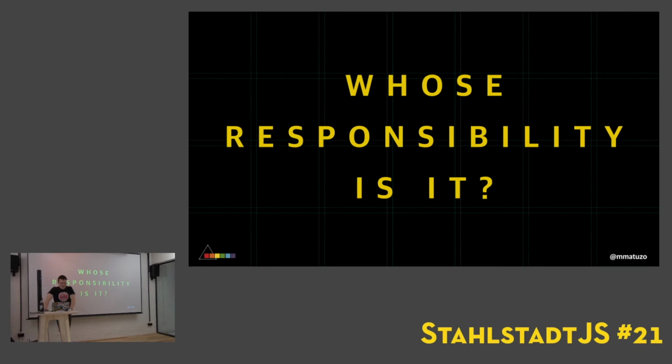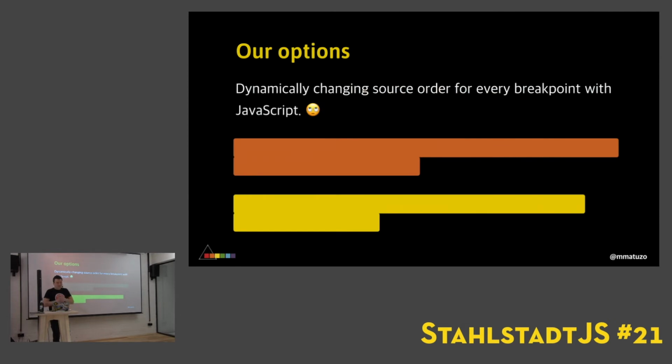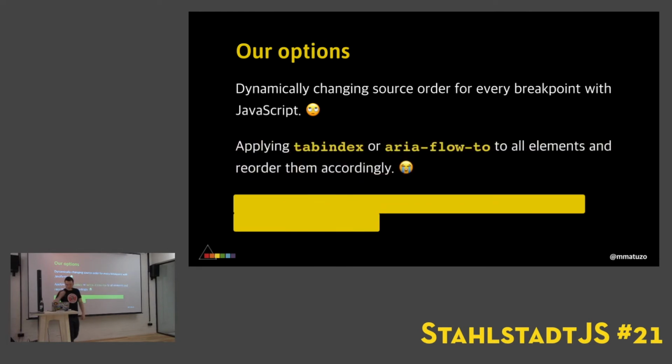Now, I have a strong opinion about that. I'm not going to say it, but let's look at our options. What can we do if the browser vendors don't fix anything? Well, we could dynamically change source order for every breakpoint using JavaScript. Nope. We could apply tab index or aria flow to all elements and reorder them accordingly.